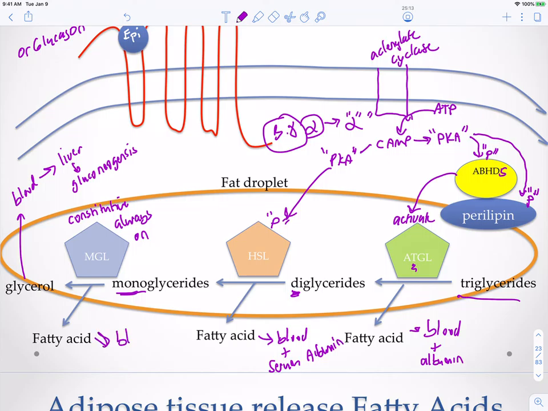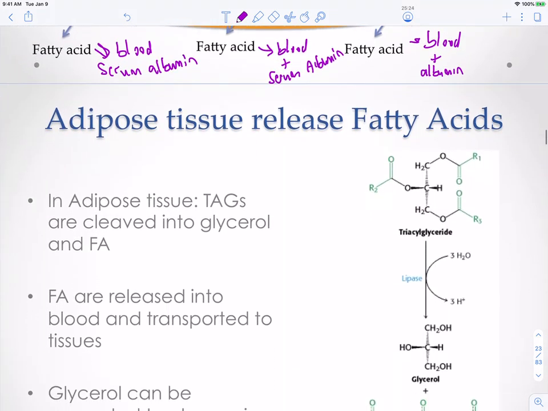And same with this one. Okay, so all the fatty acids get released. And so these are the steps in your adipose tissue in order to release your fatty acids.